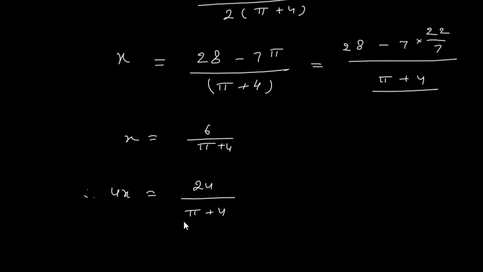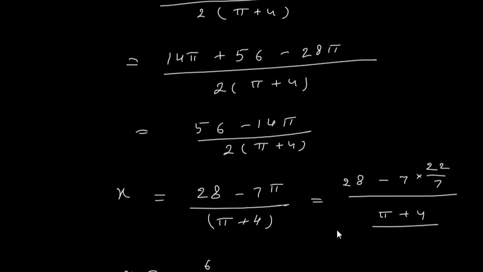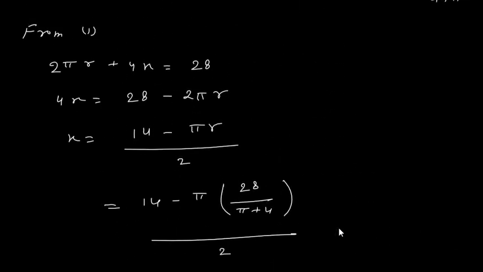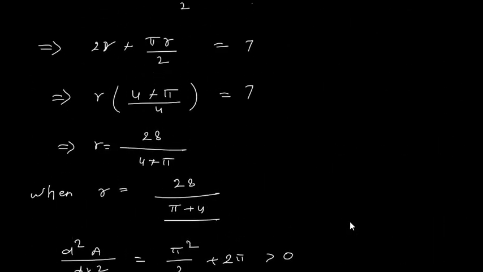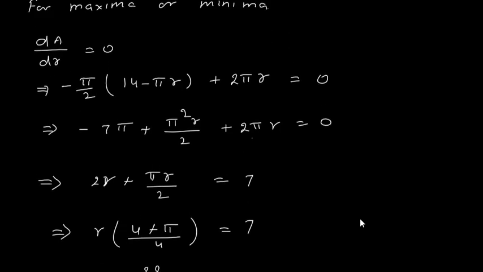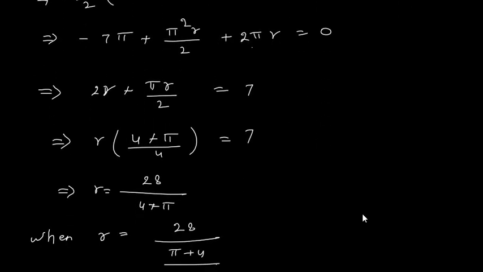Now this value 4x is 24 upon pi plus 4. It is a very small value. So again we have to see if at any point we have made a mistake. Let us start with the value of r. Let us check what value of r we have found.